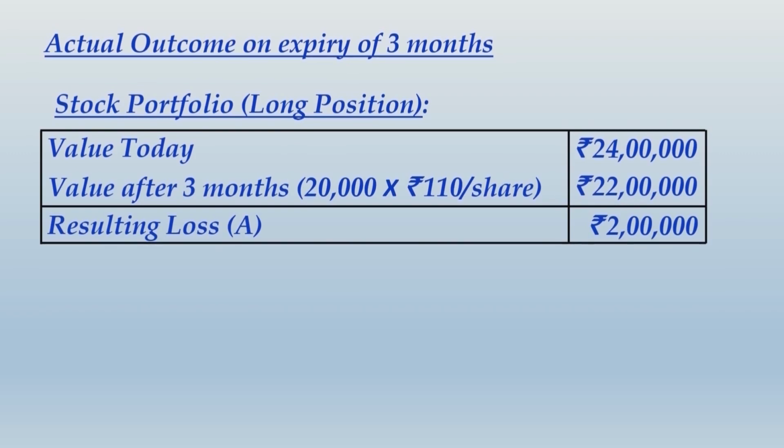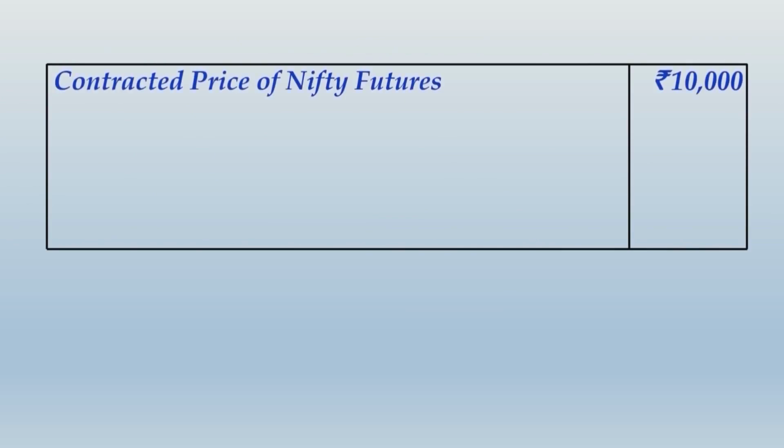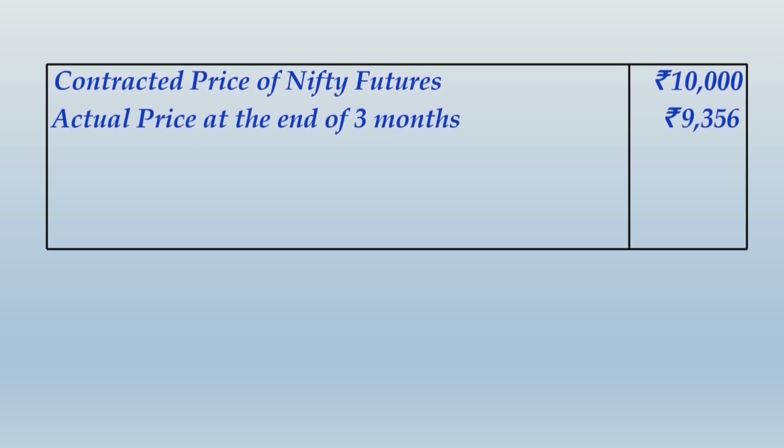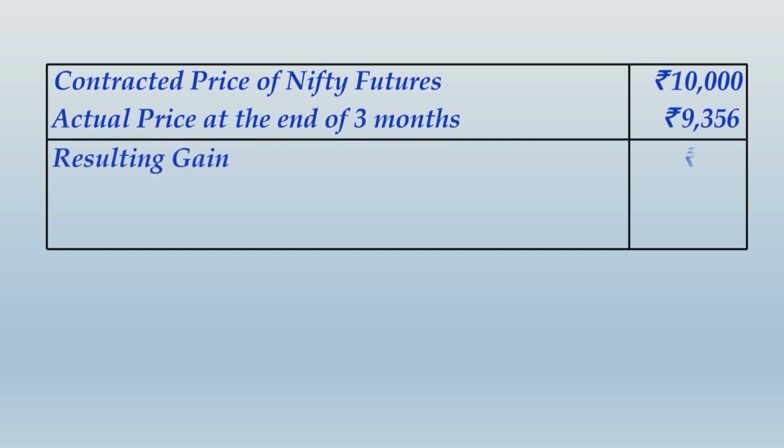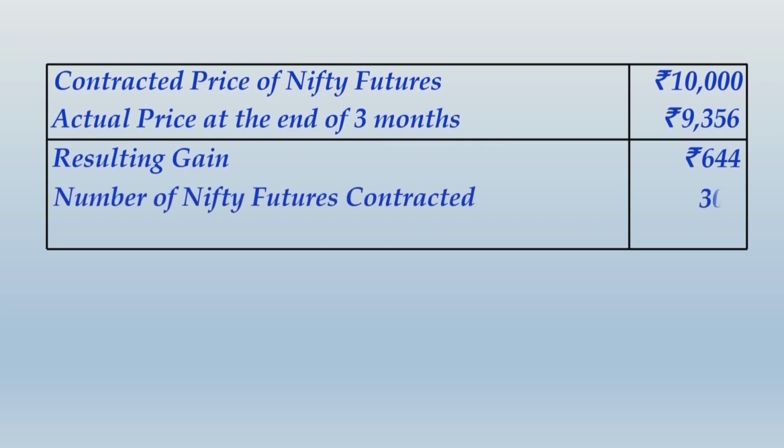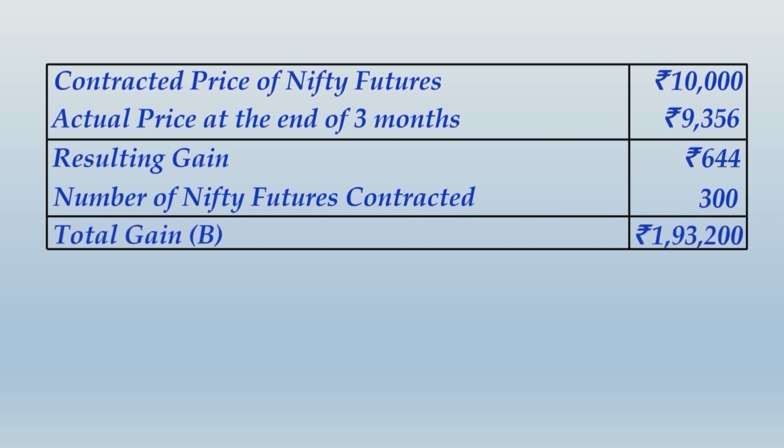Alright friends, so let us see what happened to the Nifty futures contract. That is the actual outcome on expiry, on settlement of the Nifty futures contract. So the price of Nifty futures that we have contracted with a short position is 10,000, and the actual price on settlement is 9356. So we still have a gain. The resulting gain is 644 per Nifty, and the number of Nifties was 300. So the actual gain over here is 1,93,200. So what happens as a net position?